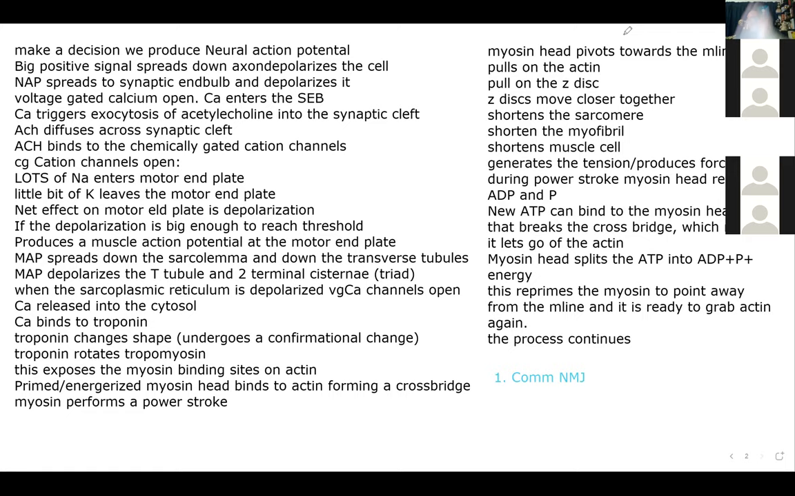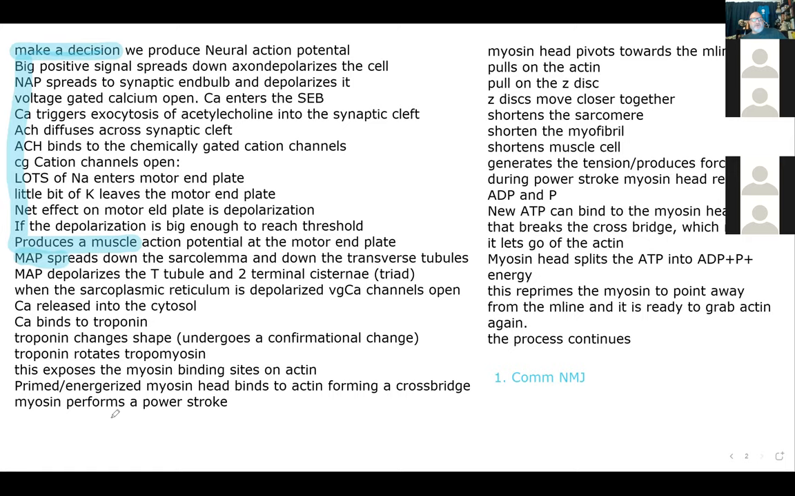Make a decision in your brain. Make the decision. Excellent. And where does it end? MAP spreads down the sarcolemma. Yeah, I like that. Producing the muscle action potential at the motor end plate. Excellent. And if you wanted to say that muscle action potential spreads down the sarcolemma, that would be fine too. Either of these would be acceptable for your end point for that.